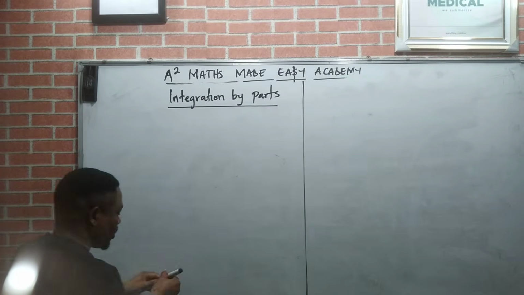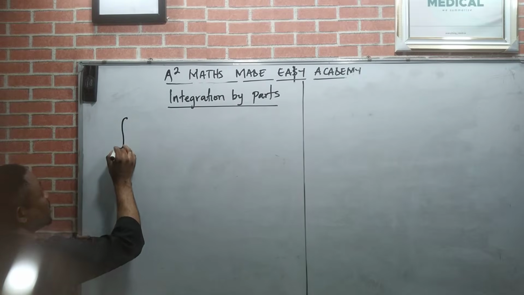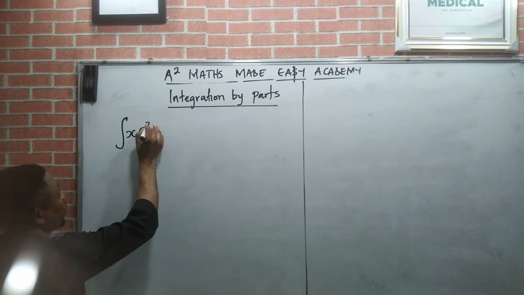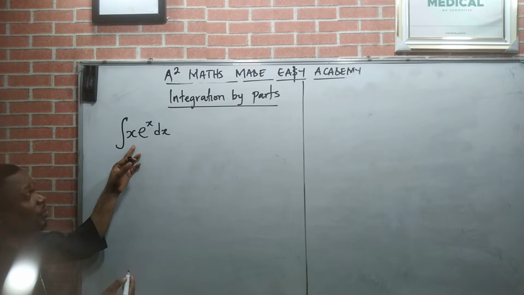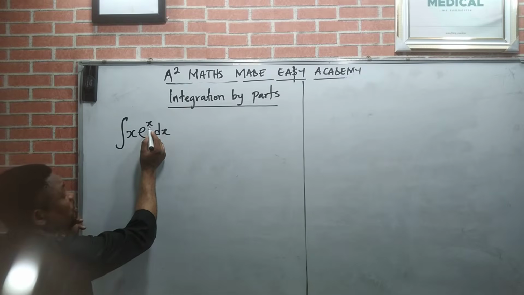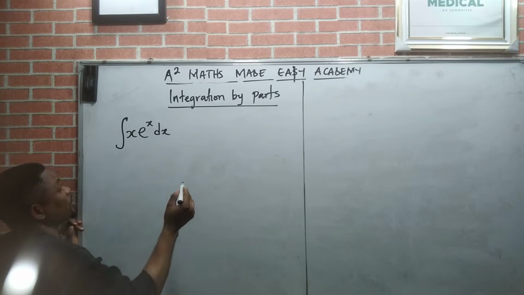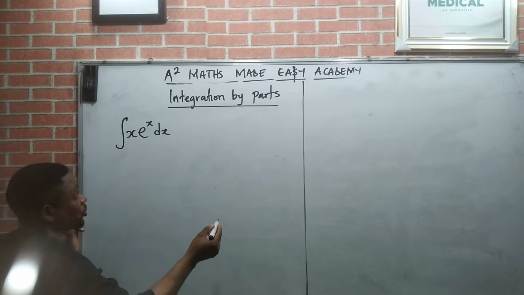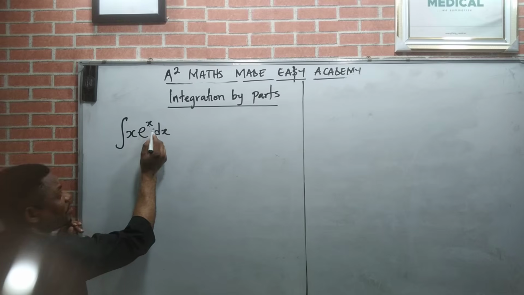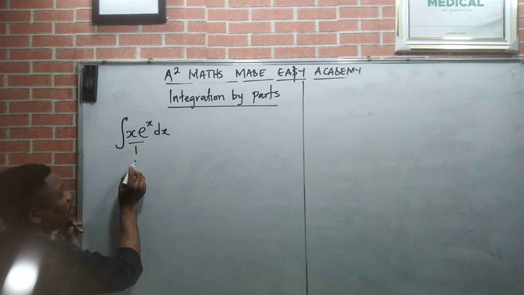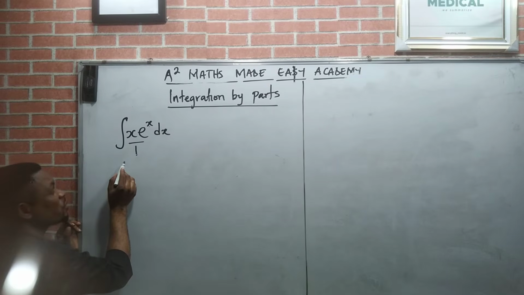Let's take for instance, if you are given a question like this, let's say the integral of x e^x dx. Can you observe that this question cannot go by the substitution method? The reason is that if I differentiate x, it will give me 1, and this 1 cannot and will never cancel x. So such a problem cannot go by the substitution method. Remember to watch my previous video on integration by substitution and differentiation.